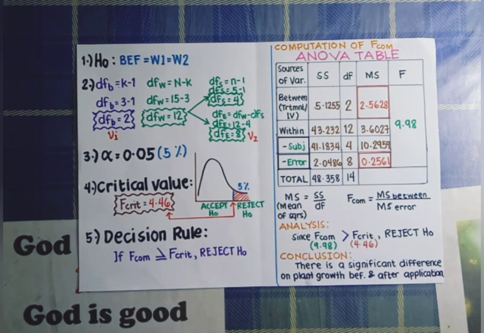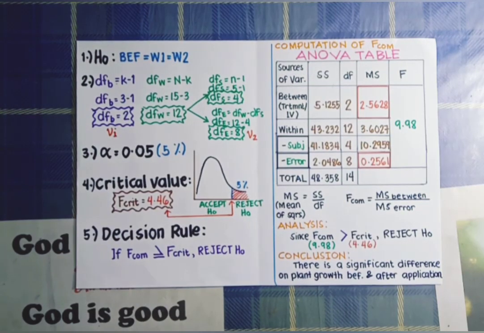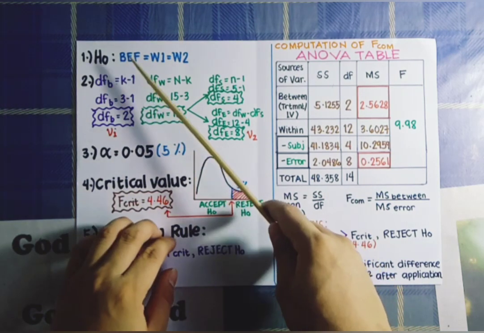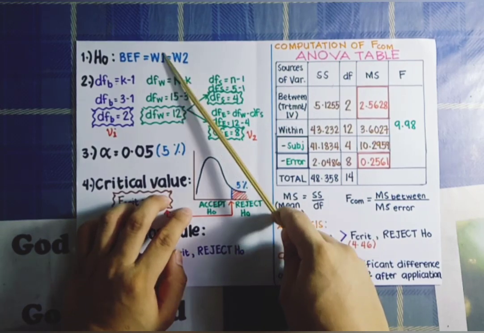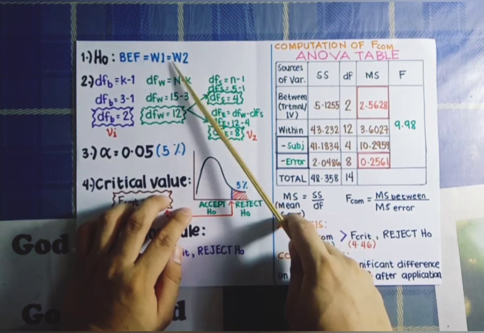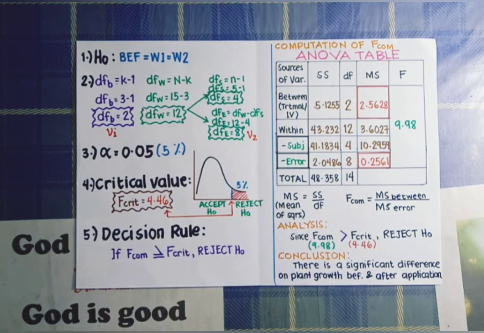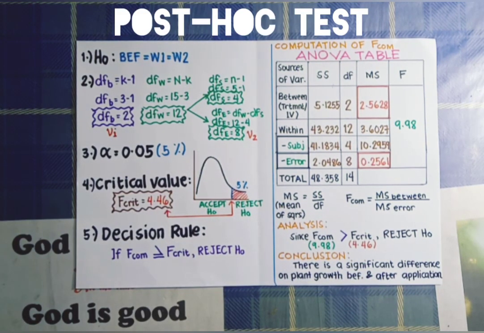Now, since there is a significant difference in our data, then the next question here is, where can we find that significant difference? Is it between before and week 1? Is it between week 1 and week 2? Or is it between before and week 2? And so to know that, we can actually perform a post hoc test after we performed repeated measures ANOVA.